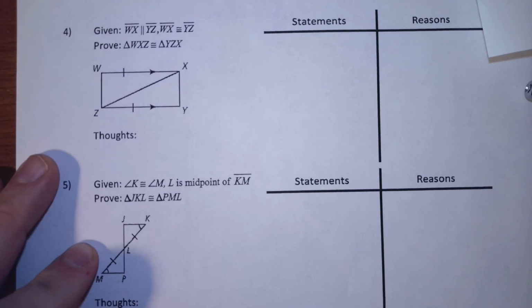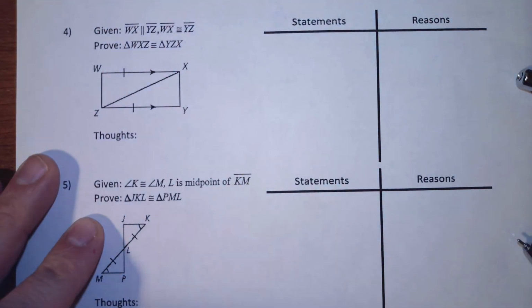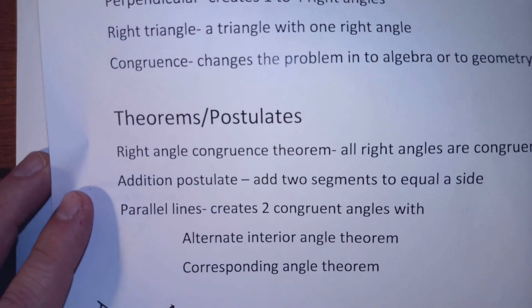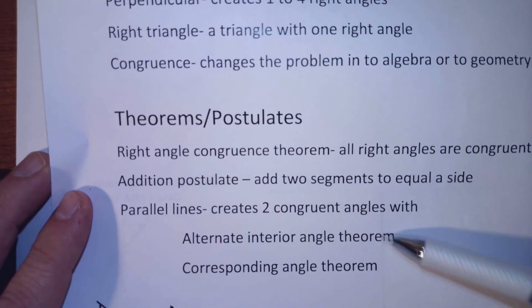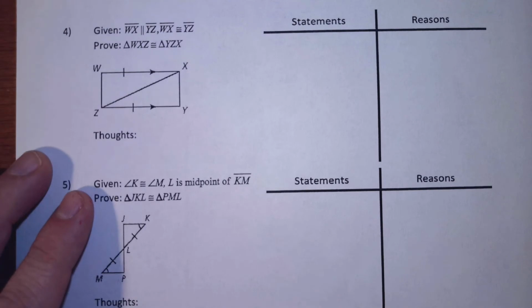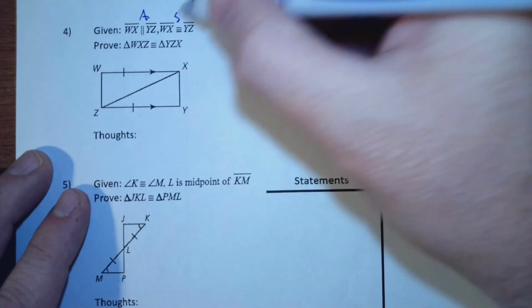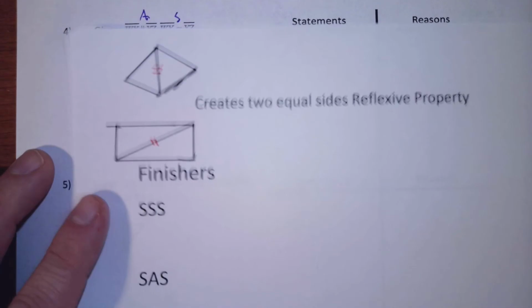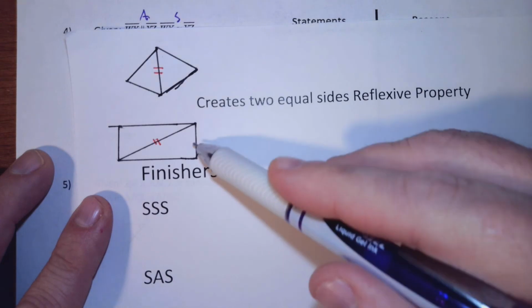All right. So I'm going to look at this real quick before I start writing it. Okay, so I got parallel lines. Let's see what parallel lines can do for us. Parallel lines, right down here, creates 2 congruent angles with one of these theorems. Okay. So we're going to create angles. So this is going to be an angle. That's going to be a side for sure. And then, I think it looks a lot like this. We're going to create 2 equal sides with the reflexive property, because it looks like that. Okay?